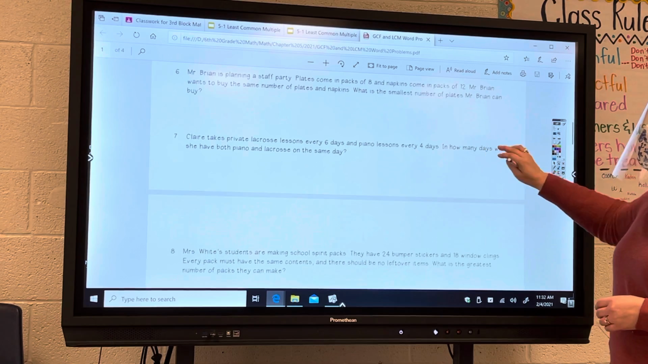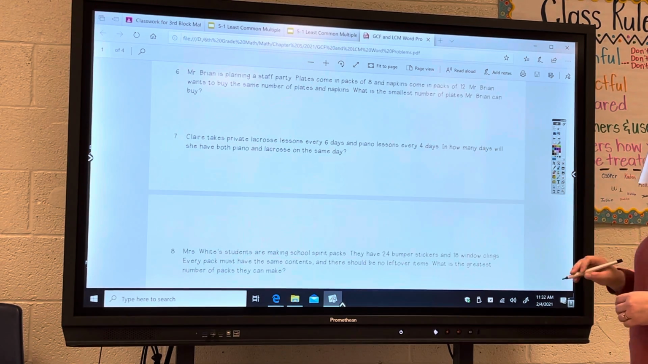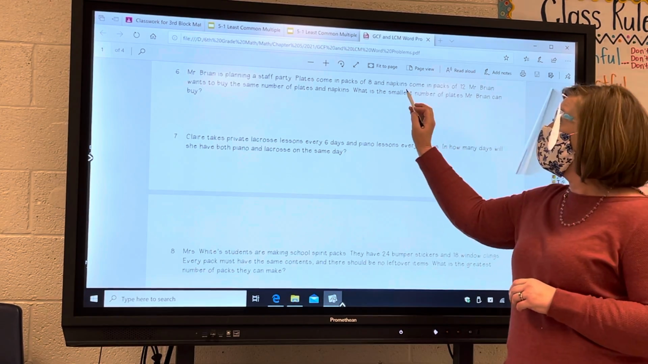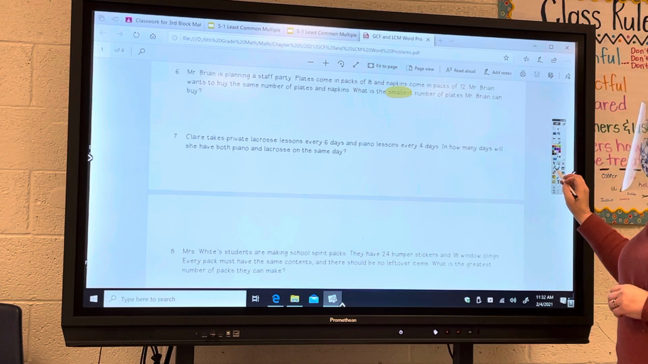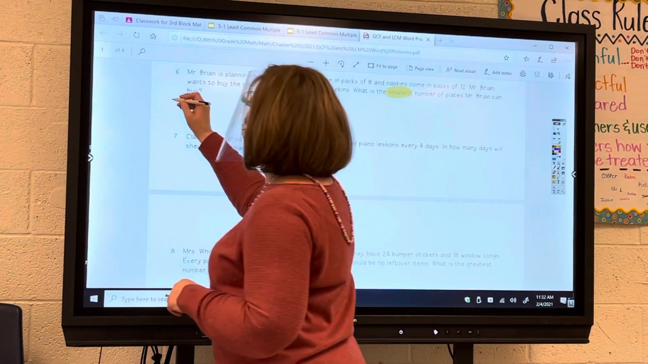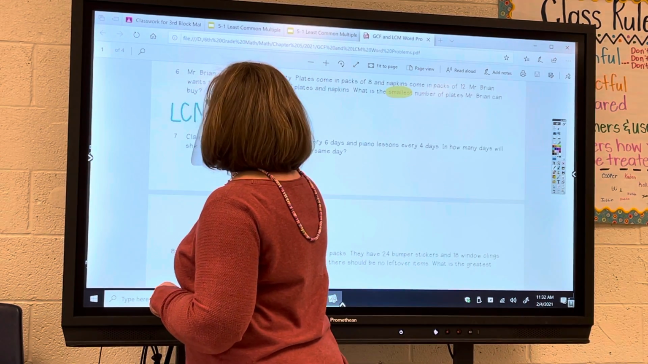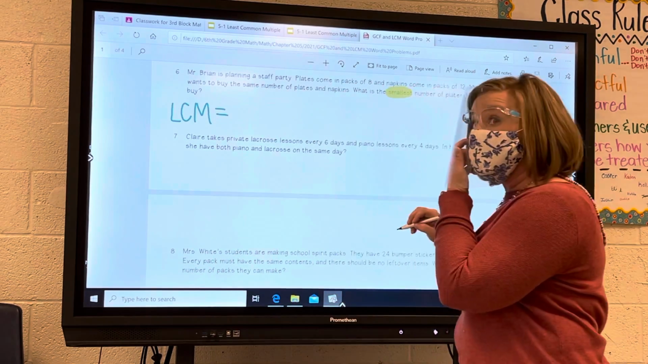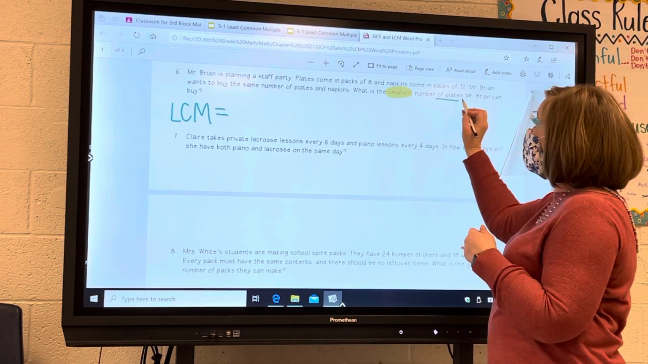Mr. Bryan is planning a staff party. Plates come in packs of 8. Napkins come in packs of 12. Mr. Bryan wants to buy the same number of plates and napkins. What is the smallest number of plates Mr. Bryan can buy? What's my key word? Smallest. So what are we looking for? The least common multiple. Now, we want the smallest number of what?